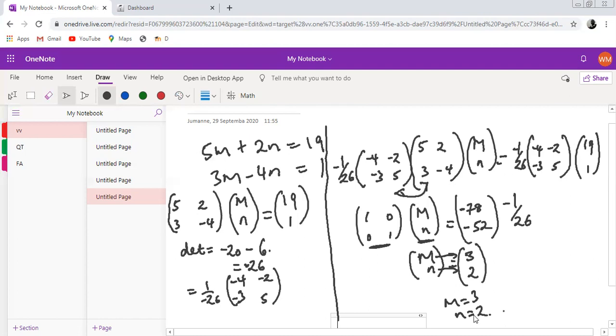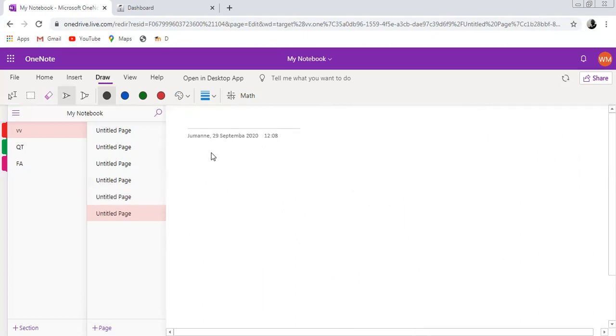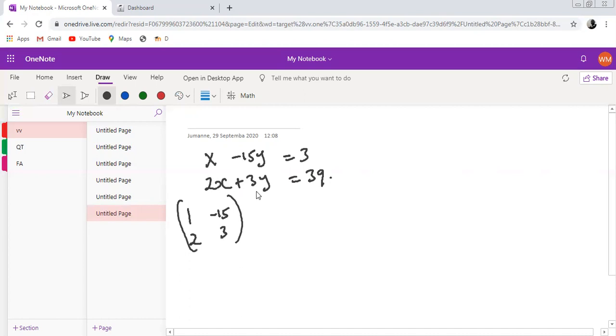We can have another example so that we can summarize that particular area. You are given the two equations, x minus 15y is equal to 3 and 2x plus 3y is equal to 39. You are told to use the matrix method. As usual, start by arranging this into matrix form. Remember, this is 1x, so you start with 1. This is negative 15, this is 2 and 3. The unknowns are x and y, and they should give us 3 and 39. You put everything in matrix form.